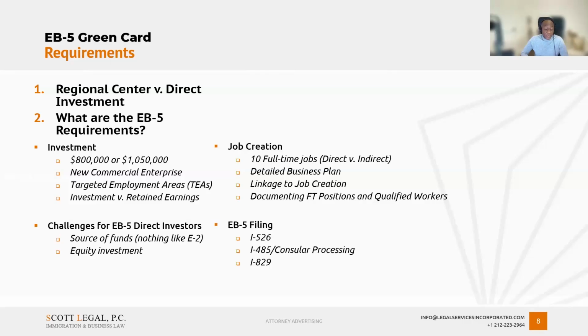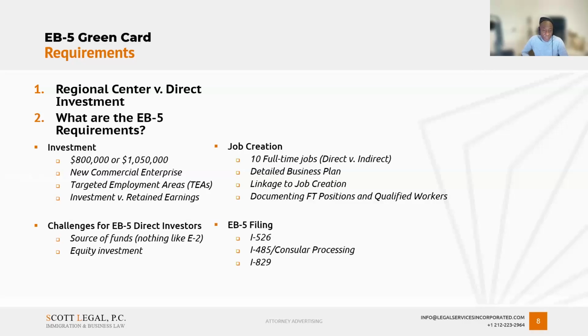Or direct investment could be somebody that just wants to get a green card through opening a business or investing in a business. So it could be somebody like opening a gym or something like that. So the EB5 requirements in a nutshell are twofold, really: investment and job creation.